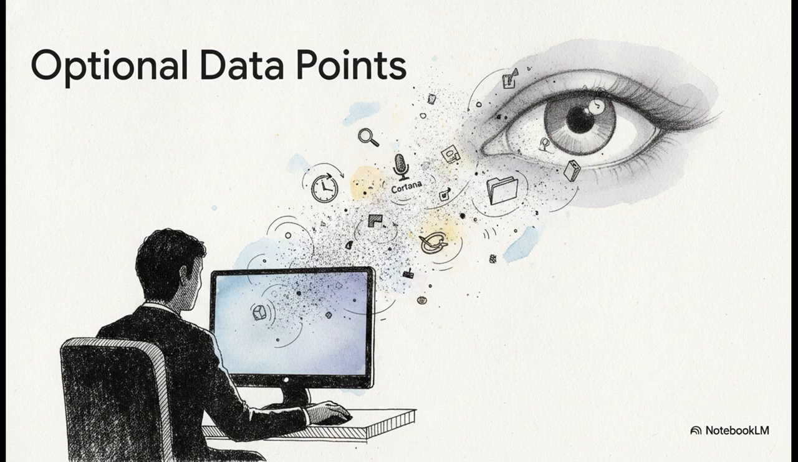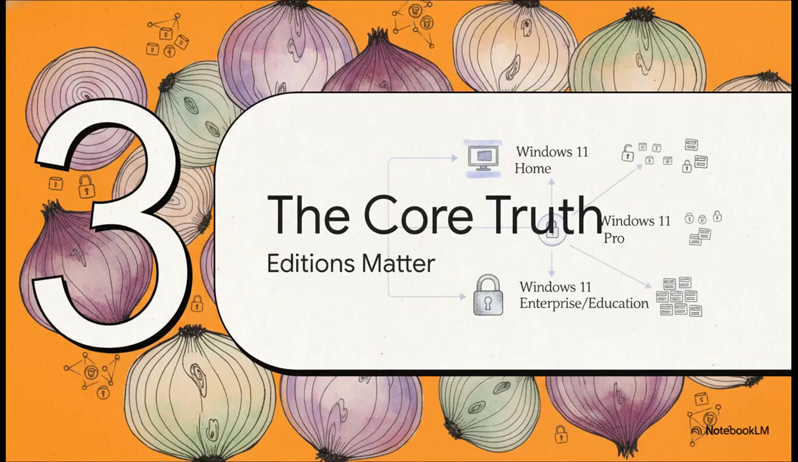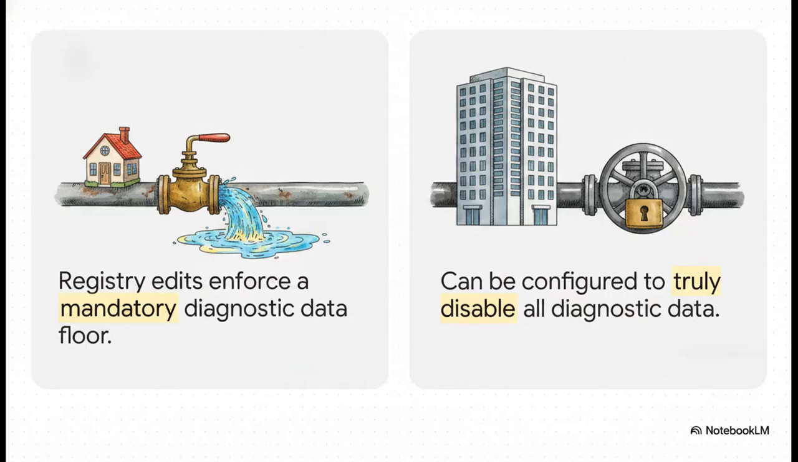But seriously, for users in high-risk environments, like those under state surveillance, this level of behavioral data is highly sensitive. It establishes an incredibly detailed pattern of life, documenting exactly when and how you use your machine. Section 3. The Core Truth. Editions matter. Here is a rather surprising reality check about your specific PC. Because the truth is, the amount of control you actually have over all this data is entirely dependent on the version of Windows you purchased.